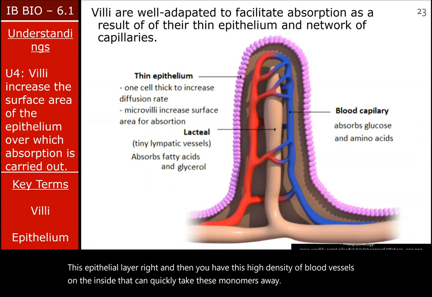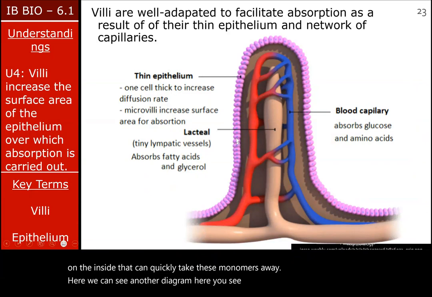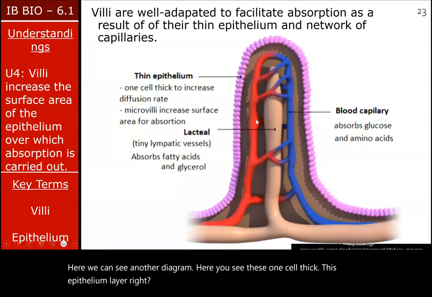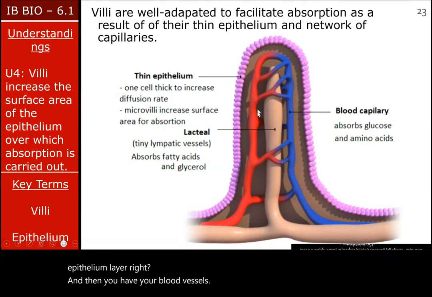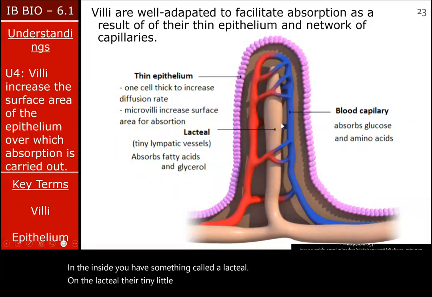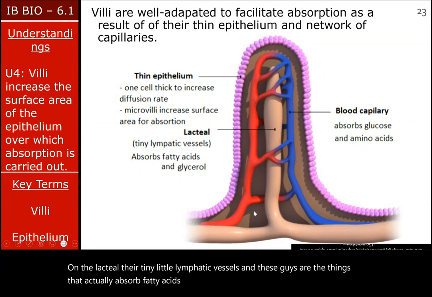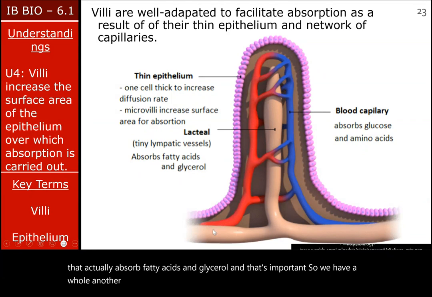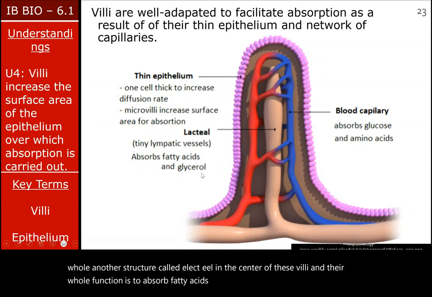Here we can see another diagram. Here you see this epithelium layer, one cell thick, right? And then you have your blood vessels that help carry things away. In addition, on the inside, you have something called a lacteal. The lacteals are tiny little lymphatic vessels, and these are the things that actually absorb fatty acids and glycerol. And that's important. So we have a whole other structure called a lacteal in the center of these villi, and their whole function is to absorb fatty acids and glycerol.